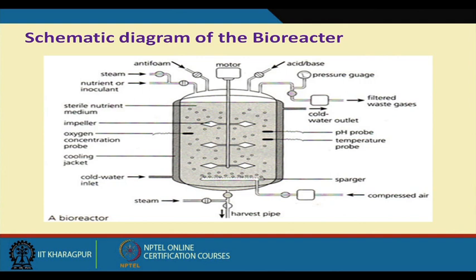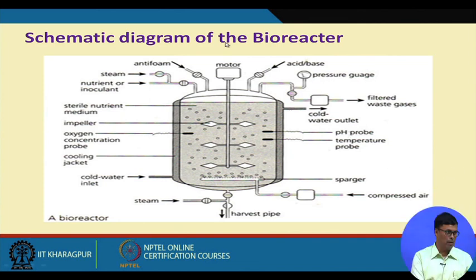Now let me give you some overview of the process, and this is the schematic diagram of the bioreactor. I explained this before also, so I don't like to discuss it again. I only want to show you the major components. This is the motor. It is connected with the impeller, and the main purpose is to stir the liquid. What is the purpose of stirring? To keep the solids suspended and keep homogeneity in the reaction mixture.